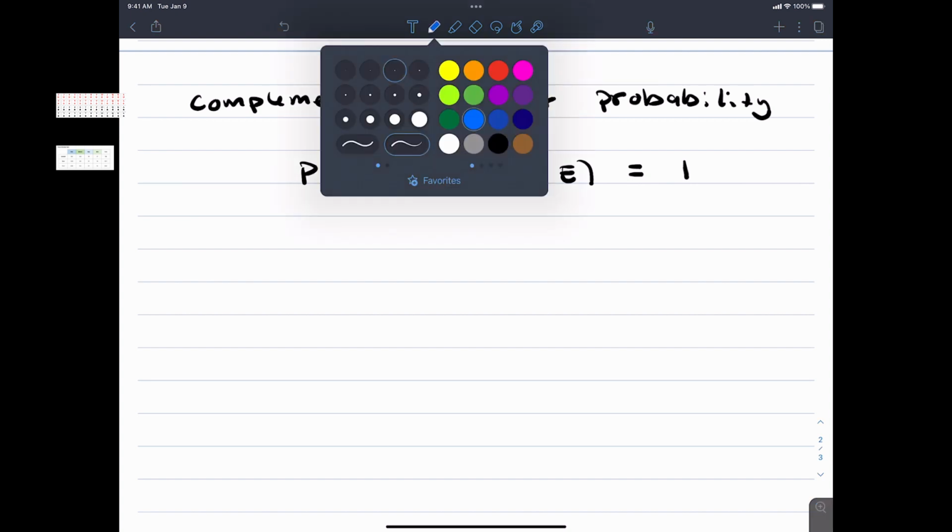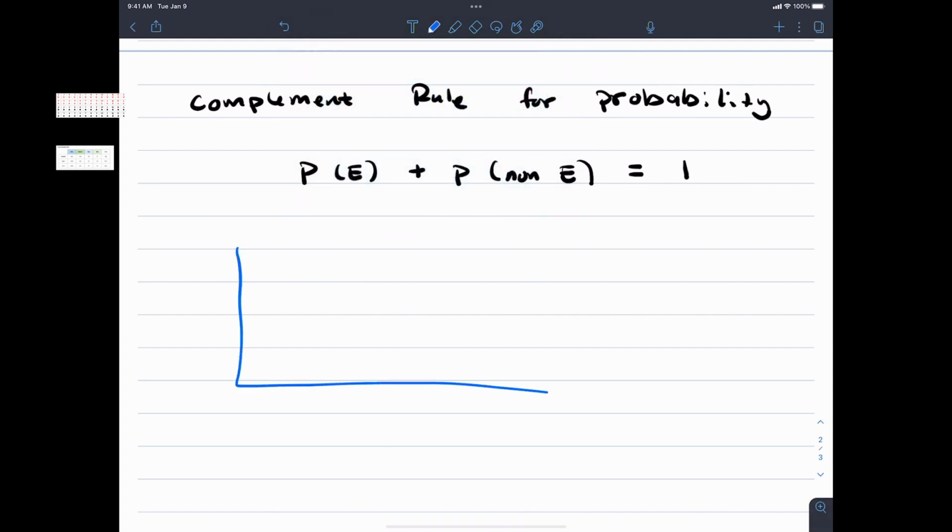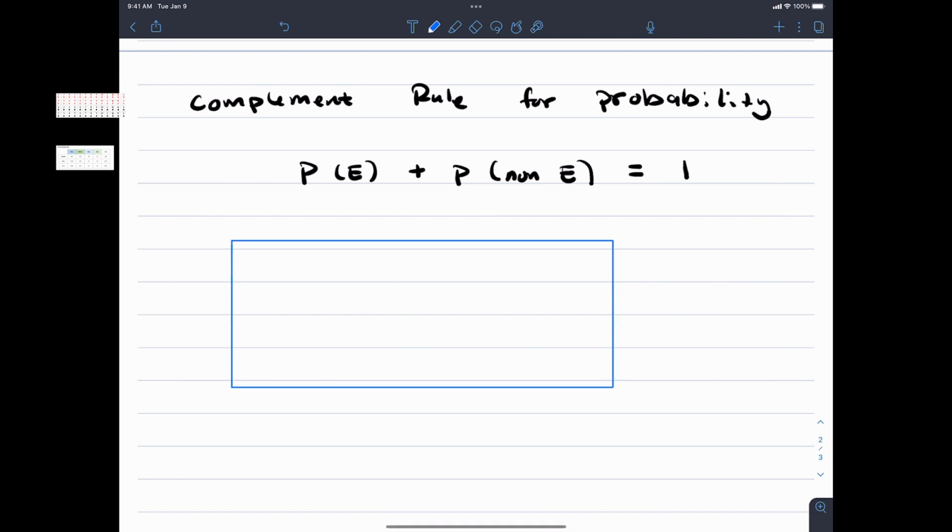Now, you might say to me, oh, how do we know that rule, right? Let me share with you guys where it comes from. This is the total in the sample. Every one of these dots is an outcome. This is a Venn diagram. So I've got all these dots here.